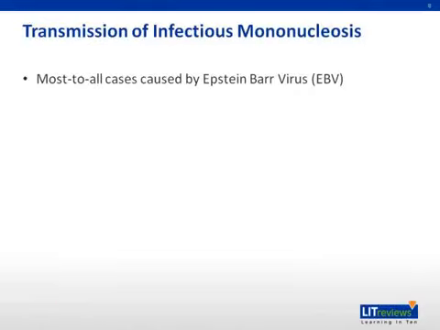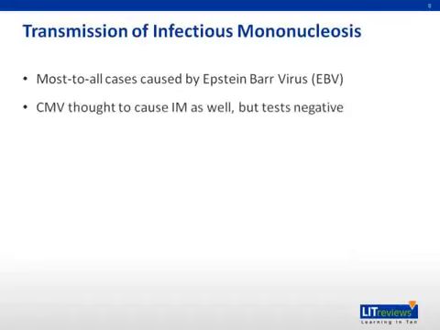Most to all cases of mono are caused by Epstein-Barr virus, or EBV. It's thought that CMV can probably cause mono as well, but the tests right now are for EBV, so it's difficult to diagnose somebody with CMV mono.